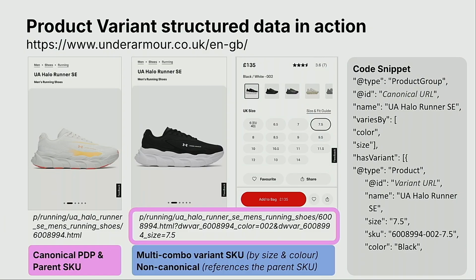So to see this in action, we've got an example here from Under Armour. Under Armour have a very good product group schema setup. On the left, you'll be able to see that we've got the parent SKU there and it's got a fixed URL. And then when you apply a variant of, say, size and color, the URL will be appended to include those variations through parameters, but will still be canonical back to that main parent. And all of that data is stored within the structured variant code.